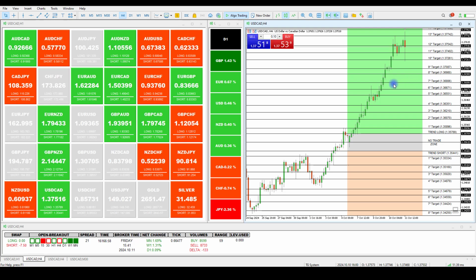In this tutorial, we'll walk you through the core components of the TG System, showing you how to set it up on MetaTrader, interpret its signals, and use it to enhance your trading strategy. Our step-by-step guide will demonstrate how you can use the TG System to boost your confidence, improve your trading consistency, and increase your potential for profitability. Let's get started on your journey to trading like a professional.